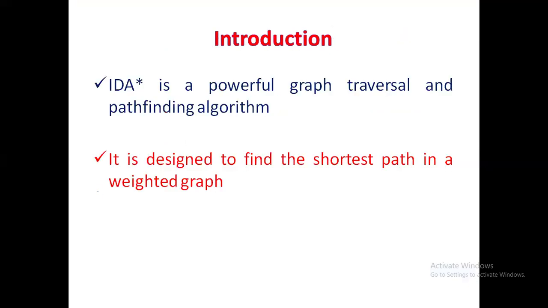Next, IDA star is an efficient graph traversal and pathfinding algorithm designed to find the shortest path in a weighted graph. It combines the depth first search with the heuristic estimate to guide the search. That is, IDA star incrementally increases the threshold based on the F score, which balances memory efficiency and optimality. This makes it well suited for large scale problems where memory is limited.